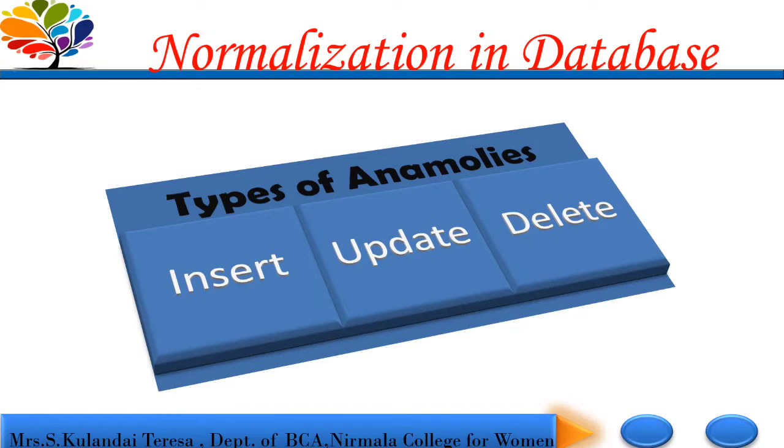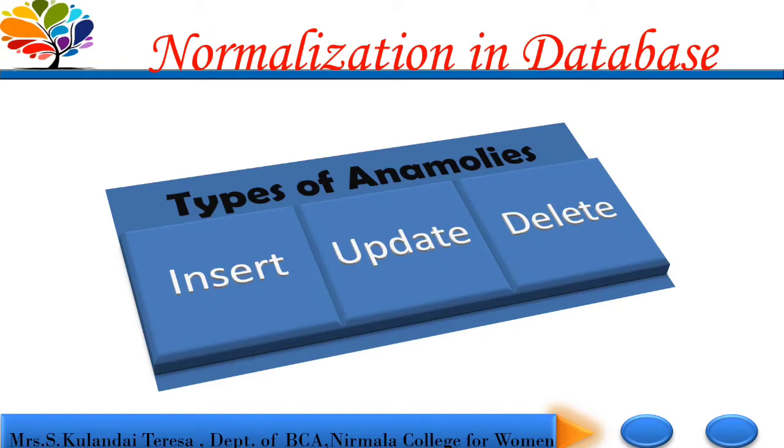There are three types of anomalies: insertion anomaly, update anomaly, and deletion anomaly. Deletion anomaly: when deletion of information about one entity leads to the deletion of information about another entity. Insertion anomaly: when the information about an entity cannot be inserted unless the information about another entity is known. Update anomaly: when any information update is made at one place, the same data may reside in many locations, so changes must be done at all places.